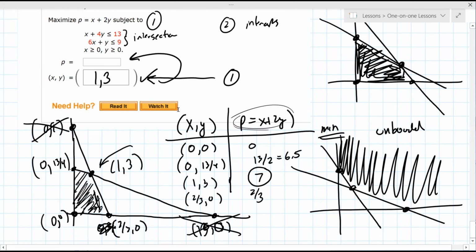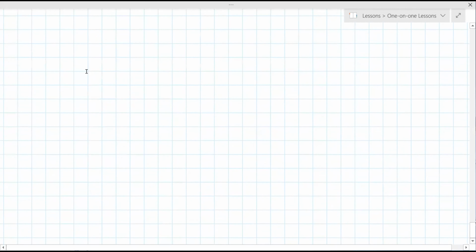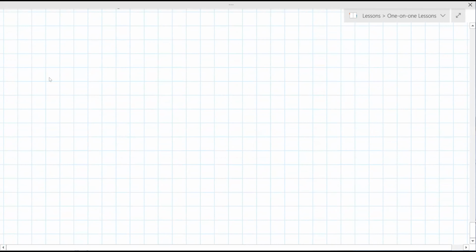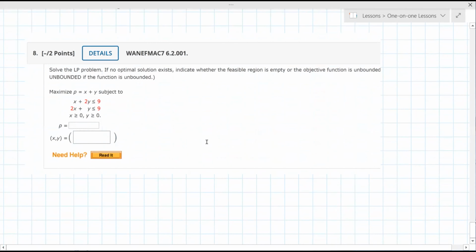Okay, got it. All right, let's do number 8. It's very similar. I still can't believe they had you do these problems with 3, 4, 5 variables, and then like, hey, we're not going to test you. And you're like, why did you have us even start?